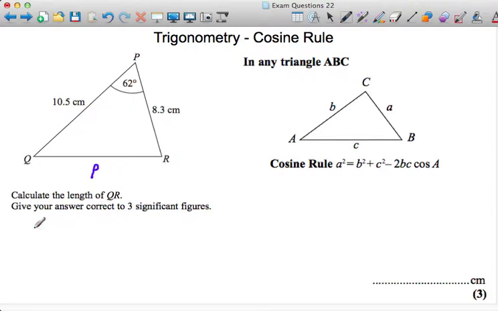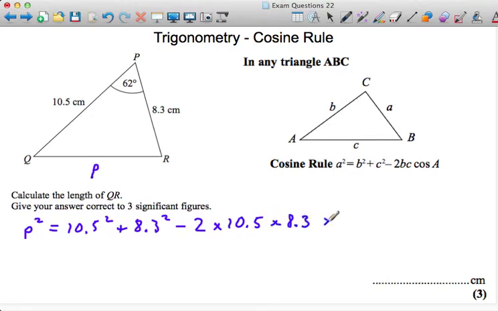So cosine rule for this triangle says that p squared is equal to 10.5 squared plus 8.3 squared minus 2 multiplied by 10.5 multiplied by 8.3 multiplied by the cosine of the angle in between them. That's the cosine of 62 degrees. Now we need the calculator.